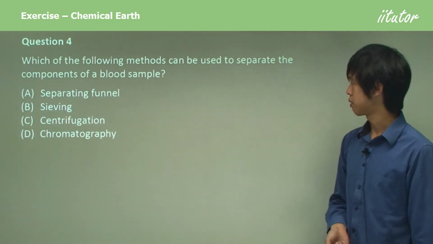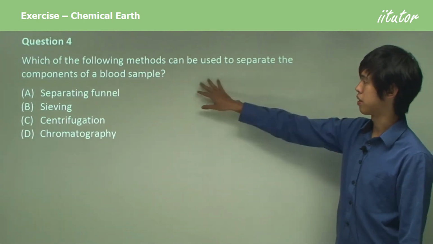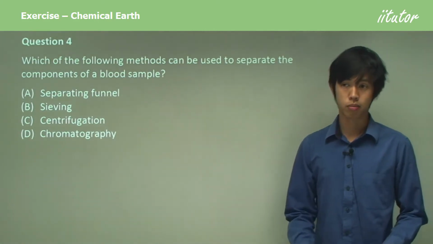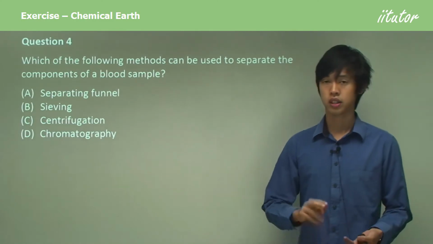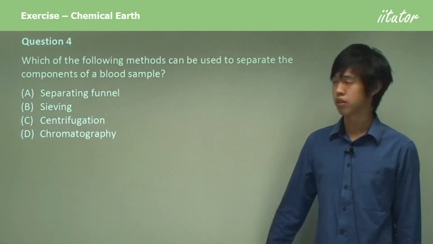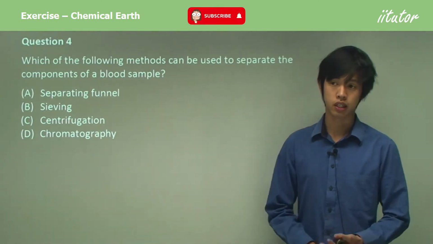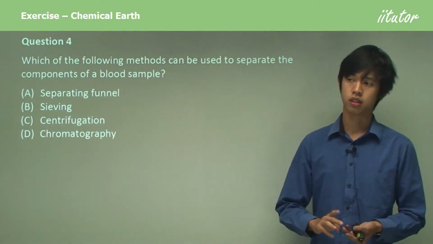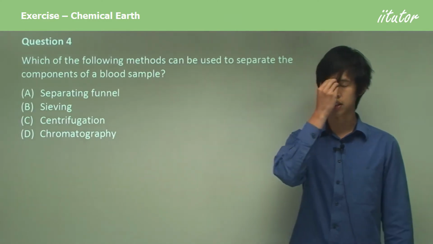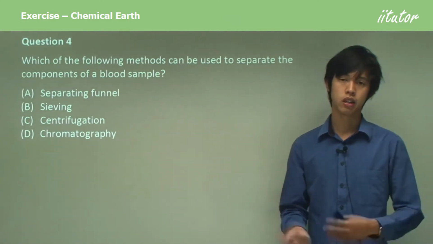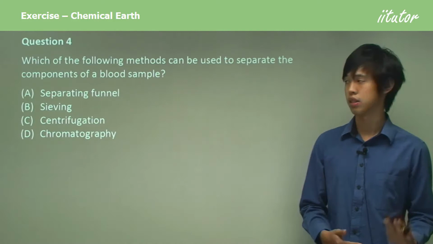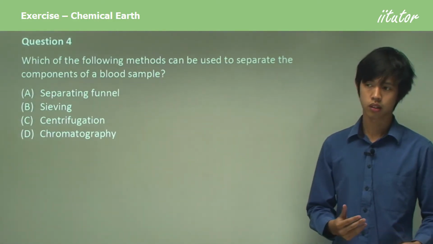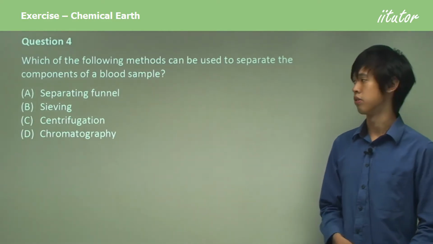Which of the following methods can be used to separate components of a blood sample? So remember, blood has a lot of things in it that are both dissolved and not dissolved, just floating around through it. In your blood, you'd have blood cells, platelets, white blood cells, proteins. All of these things would be floating around your blood, and they wouldn't necessarily be dissolved. So you wouldn't need to separate using fractional distillation or anything, because it might damage your blood.